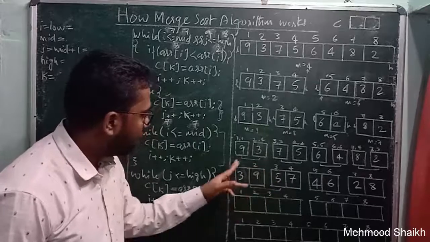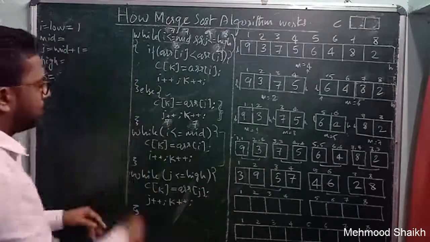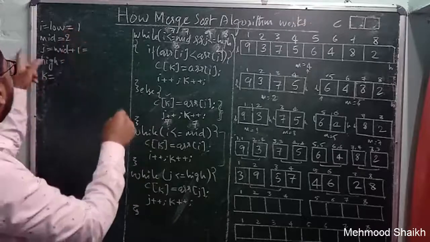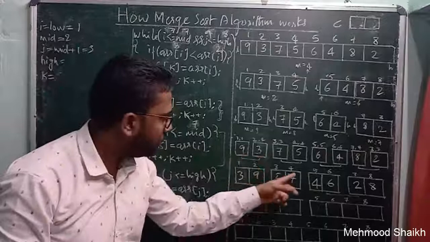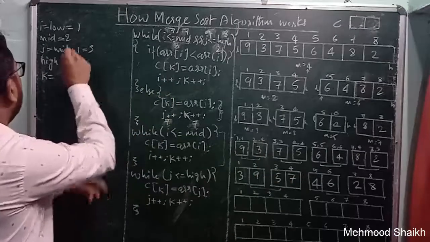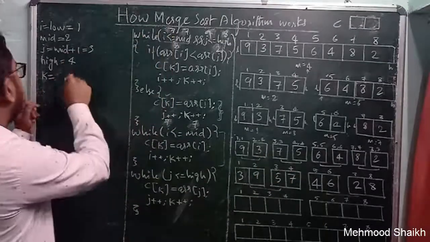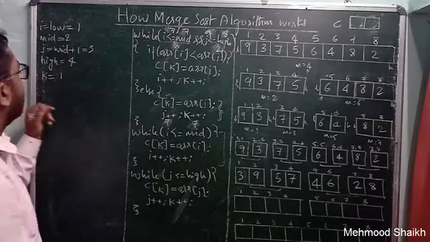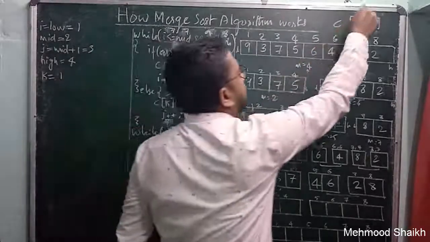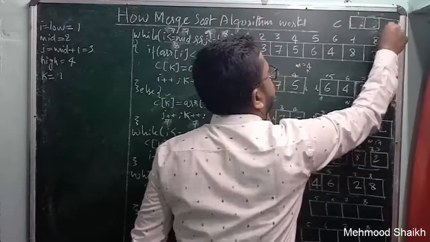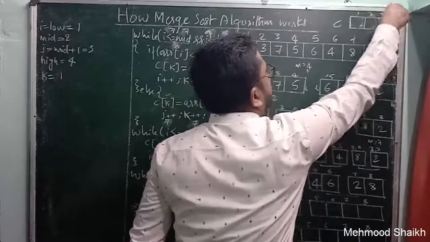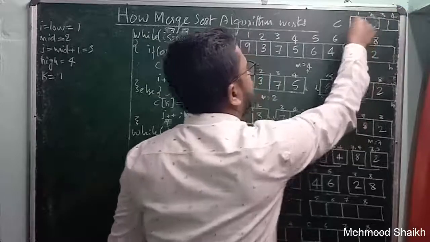So now for these two subproblems the middle value will be 2, and I value will be 1. I will set I as 1 and mid as 2 and mid plus 1 is 3. And high for these two subproblems will be 4. And I will set K as 1, the first index. So I will increase it: 1 2 3 4. Now K will be pointing to the first index.